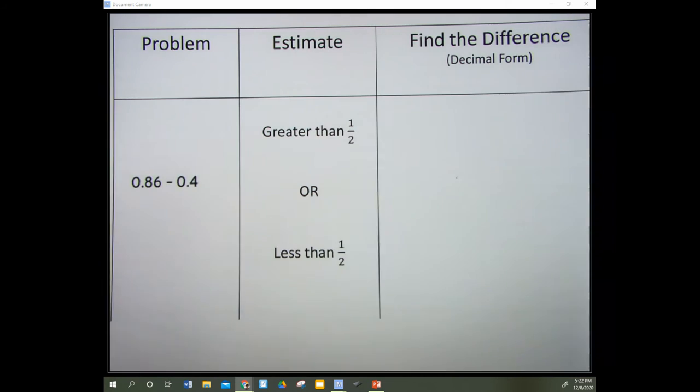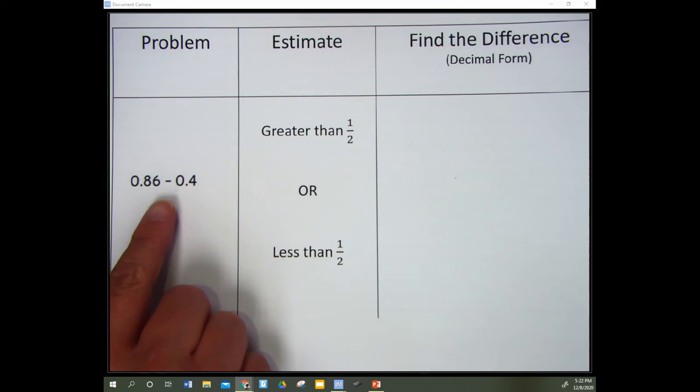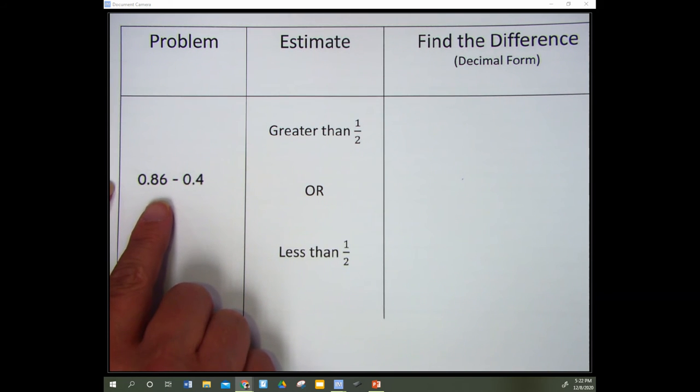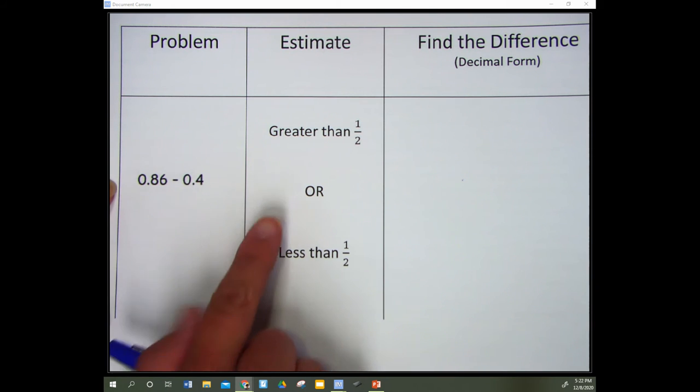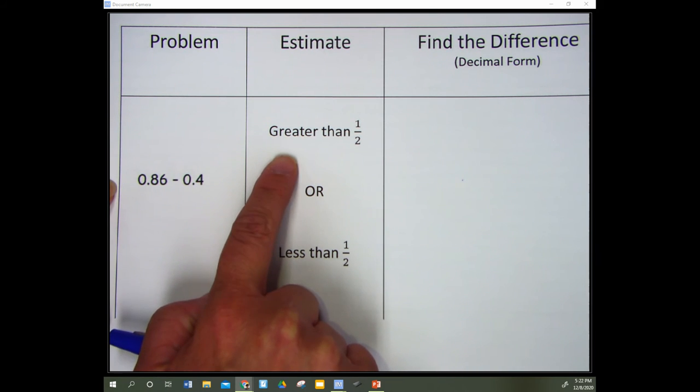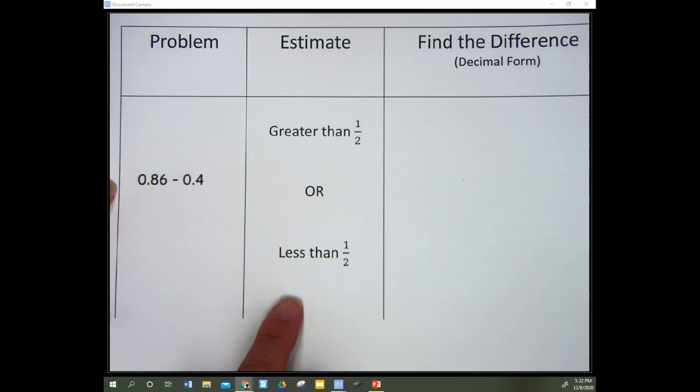Now let's try some subtraction problems. Go ahead and estimate the difference between 86 hundredths and 4 tenths, and you have two choices. Would that difference be greater than 1/2 or less than 1/2?